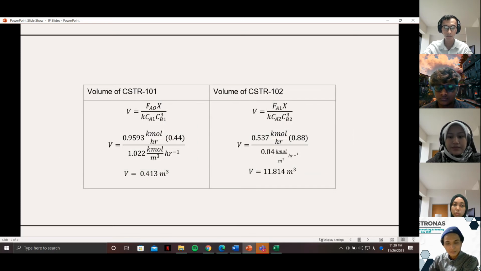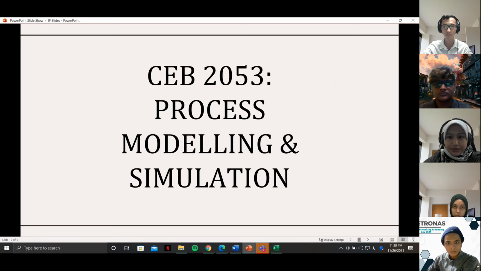Okay, last but not least, the volume of both CSTRs was obtained by dividing the initial reactant flow rate times conversion by the rate law that we obtained from the concentration of reactants. Therefore, the volumes of both CSTRs are calculated as you can see on the slide. And that's all from the reaction part. Thank you.